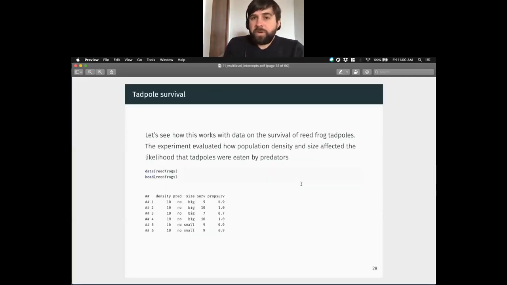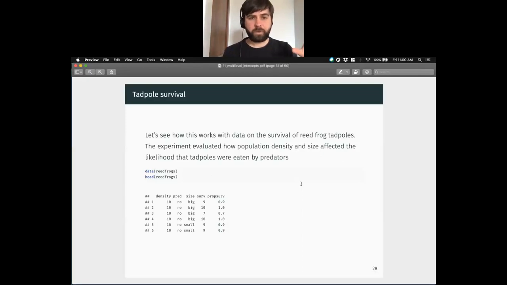So we're going to work through the reed frog example from the book. This experiment is from a paper written by Ben Bolker, who was one of the developers of the lme4 package for R, the most used package for estimating multilevel models in R. So it comes from a good source.